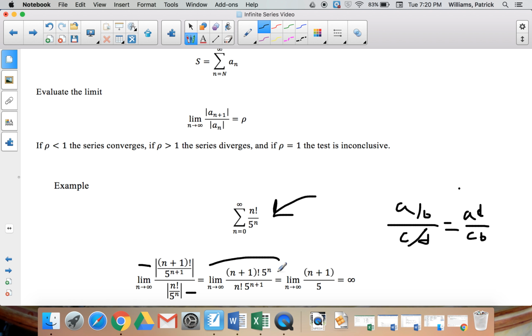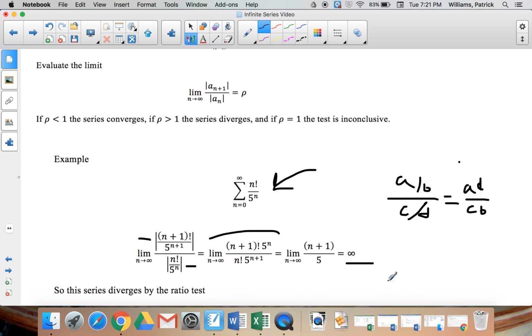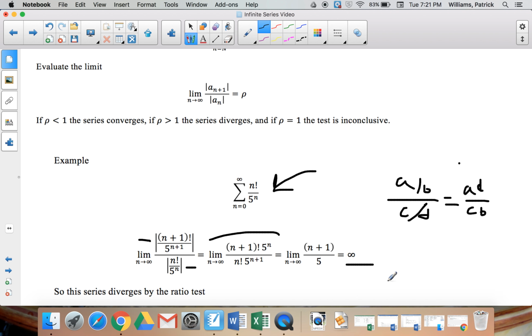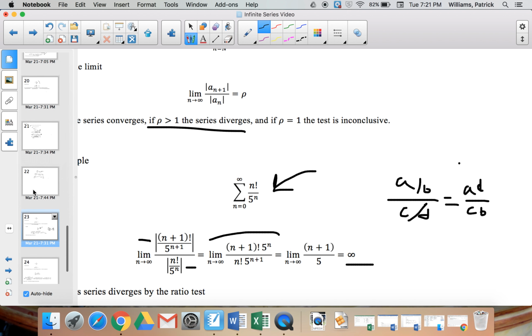And remember, this is why I went over that stuff on that previous slide. We have 5 to the n over 5 to the n plus 1. That just simplifies to 1/5. And n plus 1 factorial over n factorial simplifies to n plus 1. So the total limit ends up being this, which if we plug in n equals infinity, equals infinity. Therefore, this series diverges by the ratio test, because our ratio rho is infinity, which is greater than 1, so the series diverges. All right, let's look at another one.